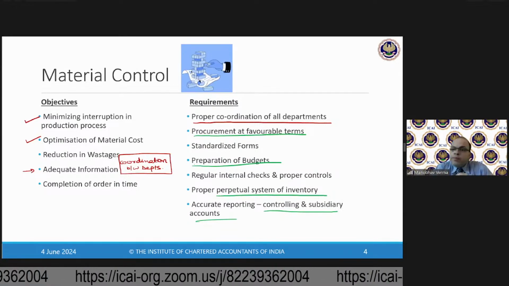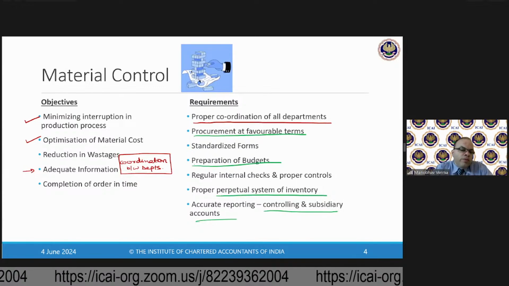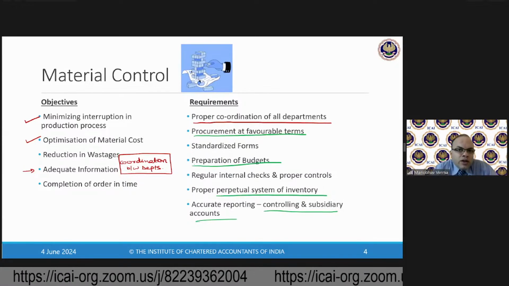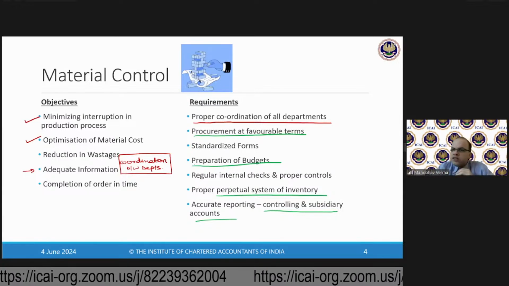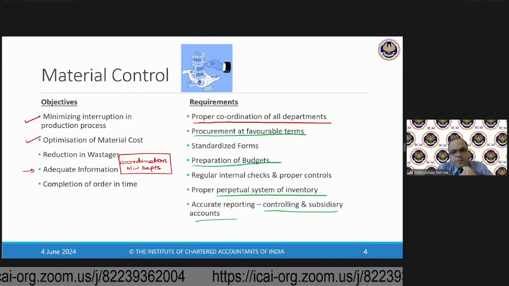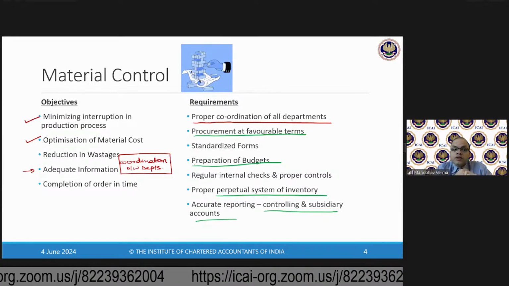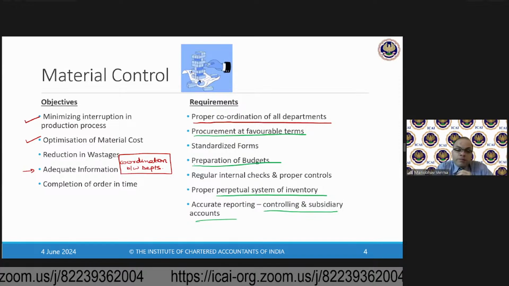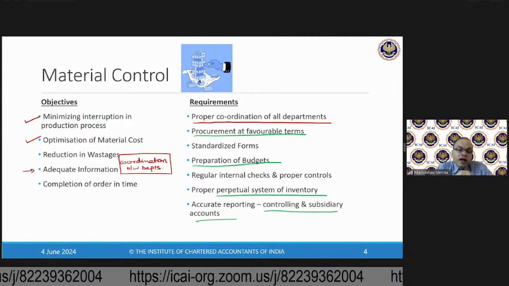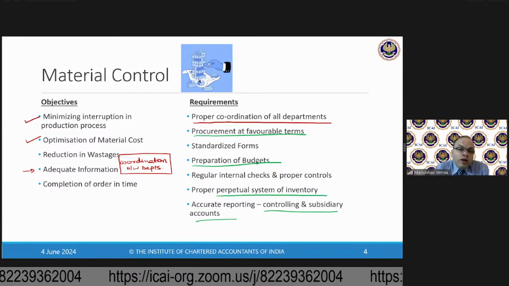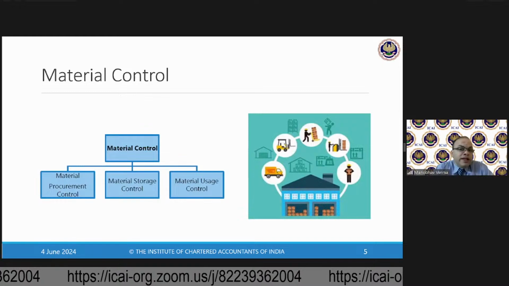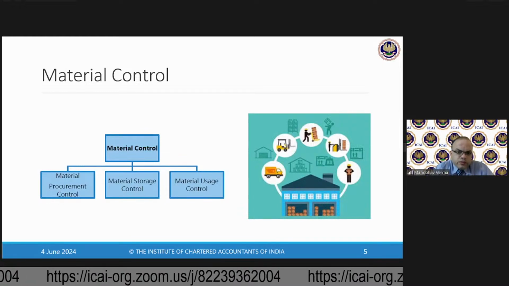Now, to understand this approach of material control, we will be drilling down material control into different stages. We are looking at it from a procurement perspective. We are talking about a store or control perspective, in terms of how much level of inventory should be kept. And not only that, we will be looking at a usage perspective, a consumption perspective. So these are the three areas we will be talking about.